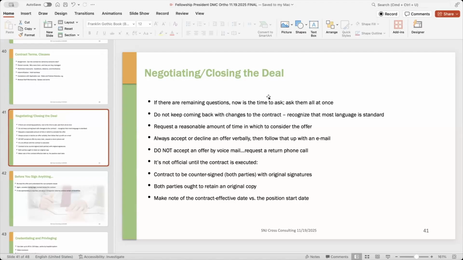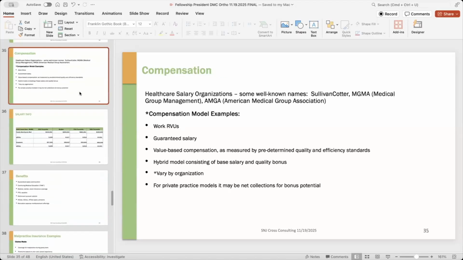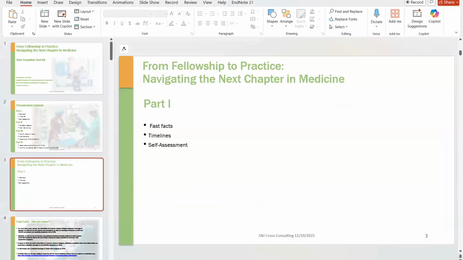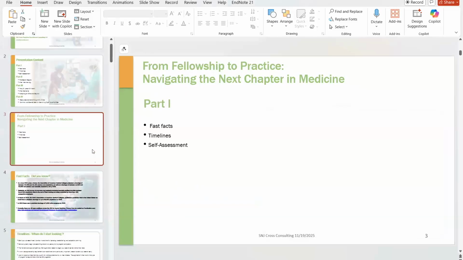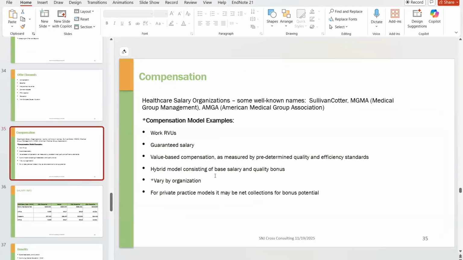Now let's talk a little bit about compensation. So if you could go up to page 35, Brandon. There are many different pay models that are out there. Your work plus your RVUs, that's when you have a base guaranteed salary, and it can be anywhere from 1 to 2 years. You may find an opportunity that offers 3.